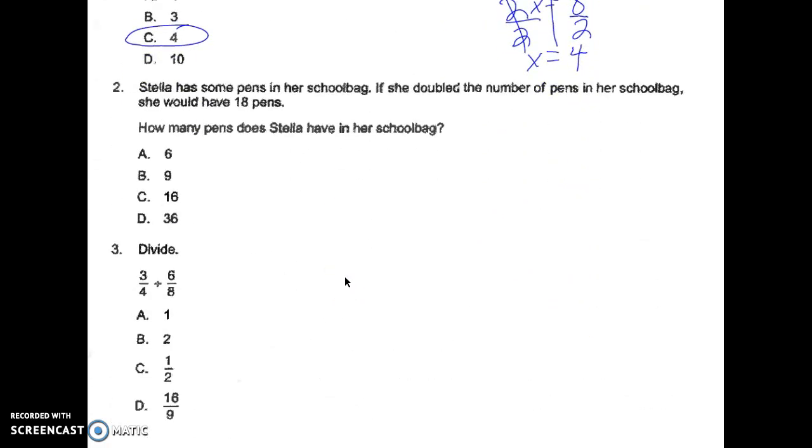Stella has some pens in her school bag. If she doubled the number of pens in her school bag, she'd have 18 pens. So I see the word doubled here. So she has some sort of pens. I don't know how many. And if she doubled them, I would times by 2, and that would equal 18. What number times 2 would equal 18? 9. I'm hearing it all over the place.